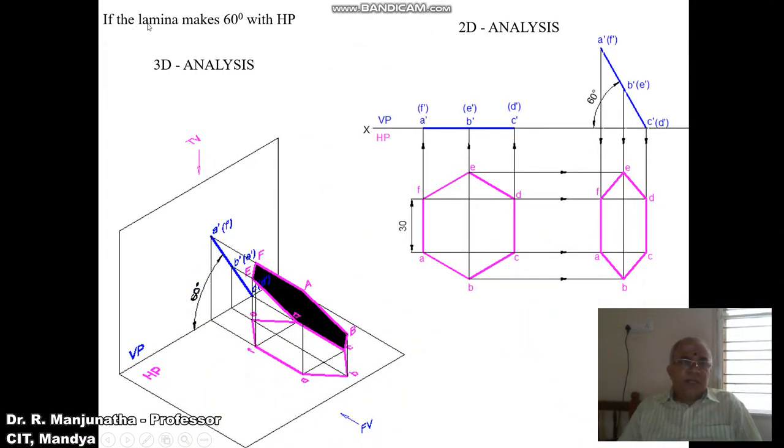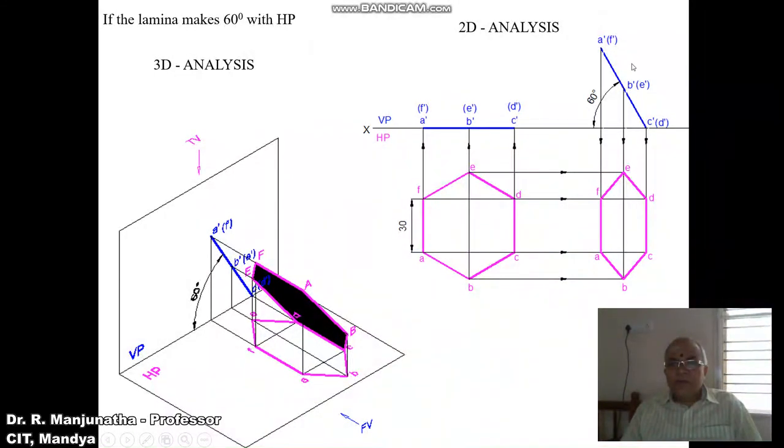So the surface of the lamina makes an angle of 60 degrees with HP. Here we are resting CD on HP. You can see in the front view, c dash d dash is on the XY line, such that the surface makes an angle of 60 degrees with HP. Even though the surface is inclined to HP at 60 degrees, it is perpendicular to VP. That is the reason why you are getting a line in the front view.